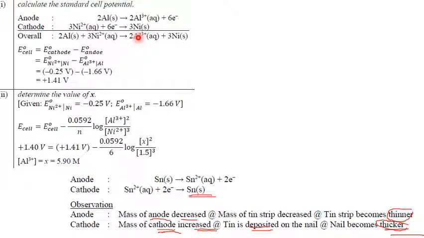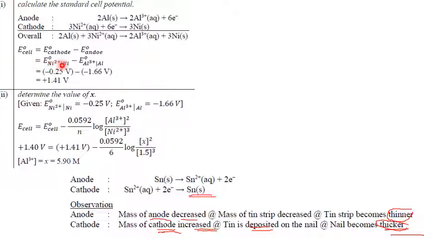Okay, this is what I said before. You have to write out the anode and cathode equations, even though the question didn't ask you to write them down. Aluminium undergoes oxidation, becomes aluminium 3+, nickel undergoes reduction, becomes nickel. So this is the overall equation. The first question asks you to calculate the standard cell potential. So you just apply this formula and then write down the half cell for each standard reduction potential.